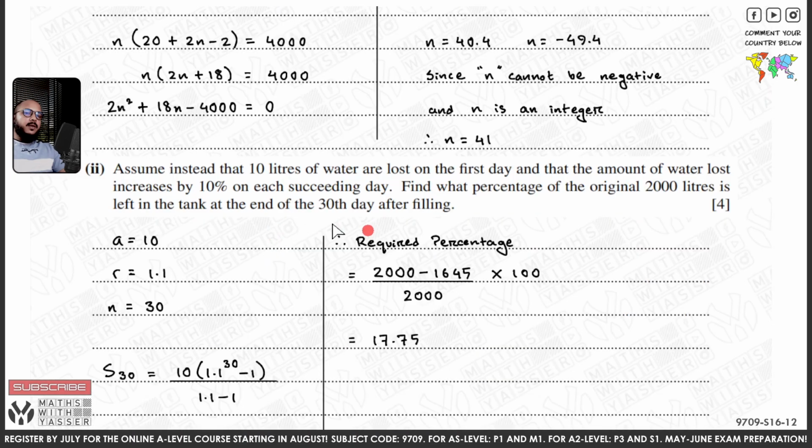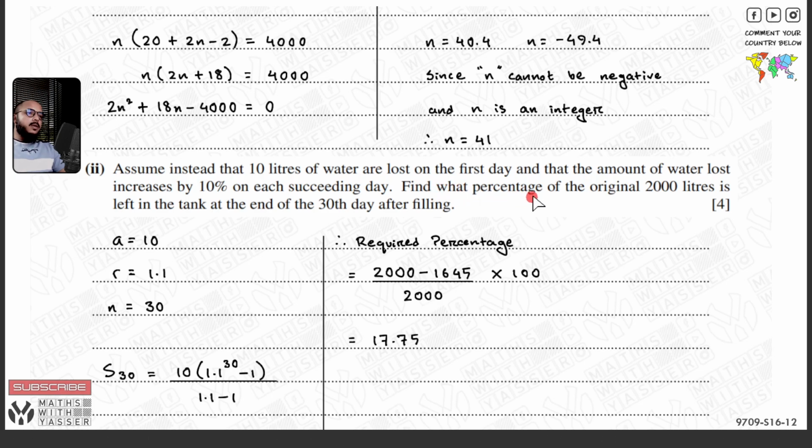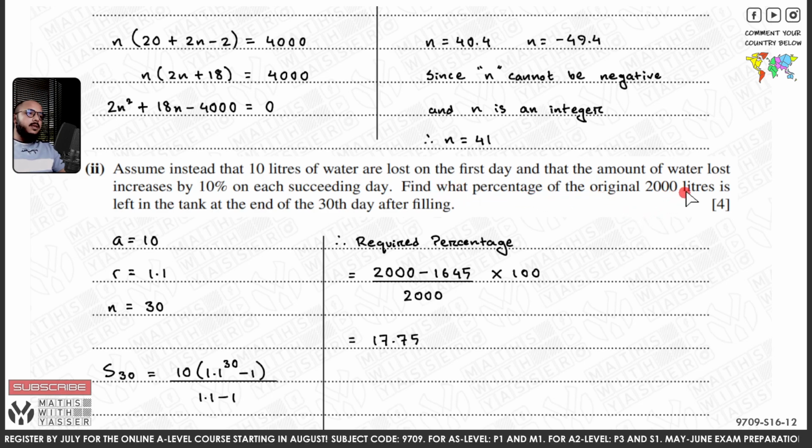In the next part of the question, assume instead that 10 liters of water are lost on the first day, and that the amount of water lost increases by 10% on each succeeding day. So this gives us the hint of geometric progression. Find what percentage of the original 2000 liters is left in the tank at the end of the 30th day after filling.